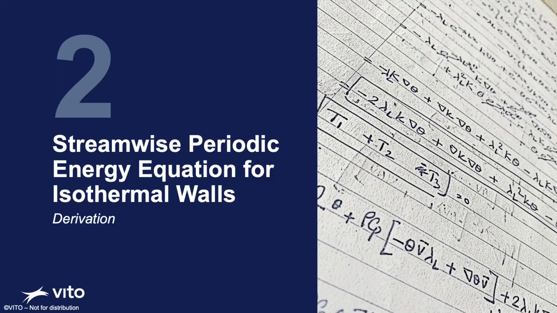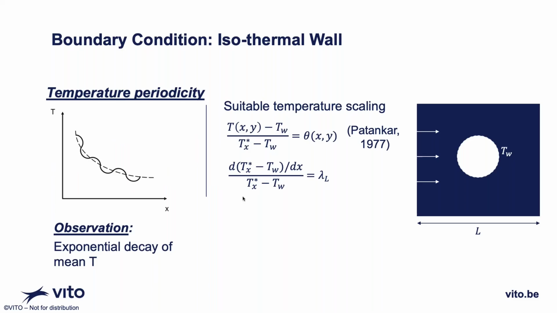Now, the first step of this work consisted in deriving the corresponding energy equation. I will show you now only qualitatively, given the limited time, how the derivation of the energy equation was performed. First of all, we have to rescale the temperature field appropriately to isolate the periodic fluctuation of the temperature within the unit cell.